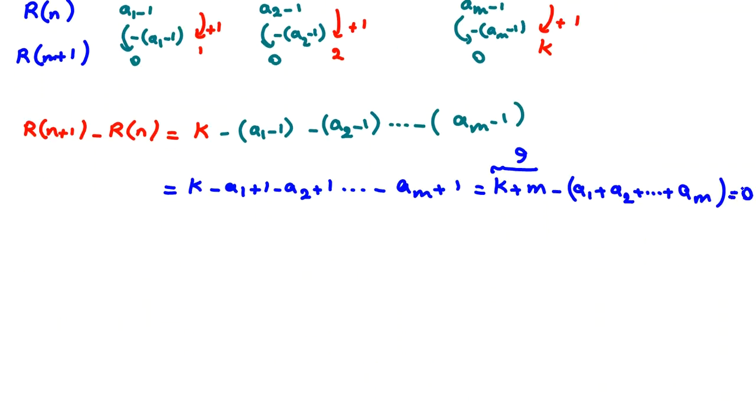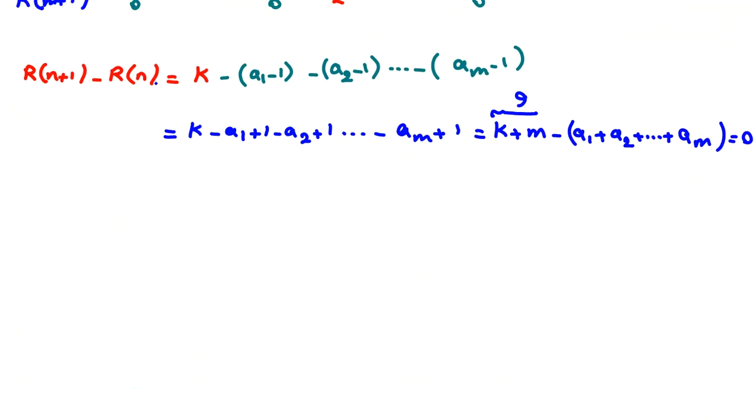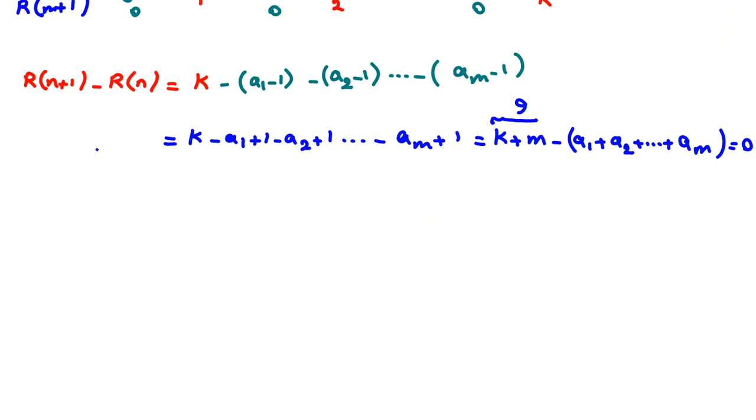So we want this part to be 0, because the problem says find R(n) equal to R(n+1). So R(n+1) minus R(n) is 0, and n is a two-digit number, right? How many two-digit numbers? n can be two-digit, 10 to 99.